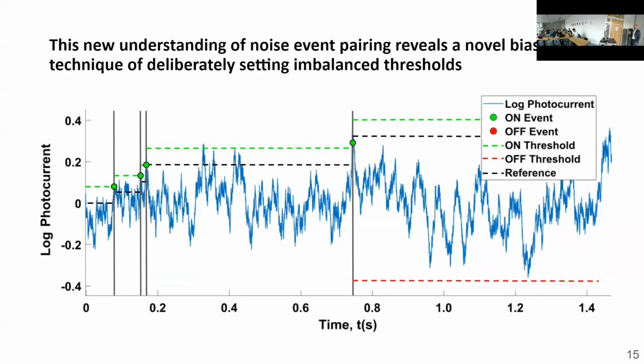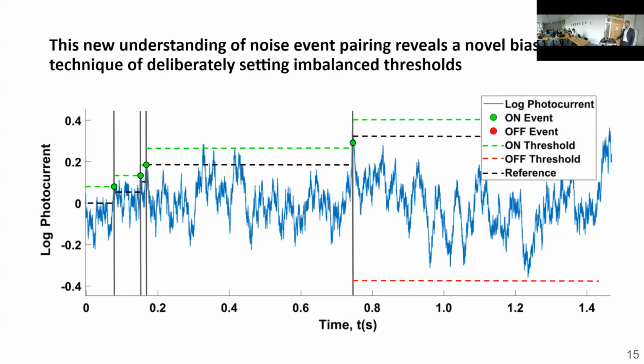So what this reveals is there are a couple new biasing techniques that I can apply to be able to simultaneously increase my sensitivity and reduce my noise. And the one I'm going to discuss that was very impactful for this research was deliberately setting imbalanced on and off thresholds. So if you look over here to the right, my on threshold is very, very low, but my off threshold is quite large. And when I apply this method, we see that my reference level now starts to float to the top of the noise distribution, making it very, very unlikely that I'm ever going to generate this off event because the off threshold is so large.